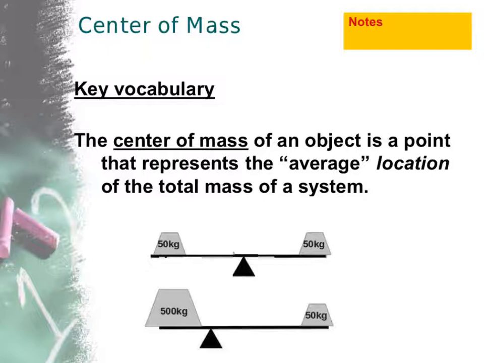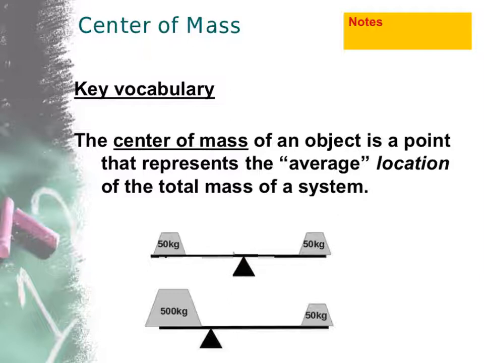Now let's define what center of mass is. You might have a good idea of what center of mass might be already, but let's go ahead and define it just in case you've forgotten or you need a little refresher. So the center of mass of an object is a point that represents an average location of the total mass of a system. So if we have two masses of equal mass, and they are a certain distance apart, then you can imagine that their average location would be halfway in between, and since they're equal mass, this would be the average location of the total mass of the system, about halfway between those two.